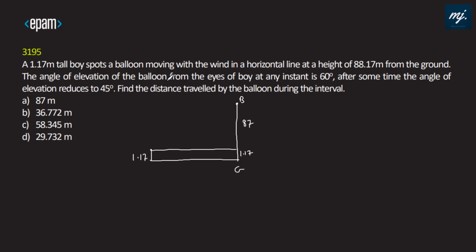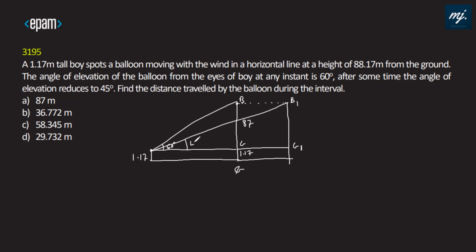The angle of elevation of the balloon from the eyes of the boy at any instant is 60 degree. This angle is given as 60 degree. The eye would be at the head of the boy, not at the foot. After some time, the angle of elevation reduces to 45 degree. Suppose the balloon proceeded away from the boy, obviously, then only this angle will change to the lower angle, that is 45 degree, B1, and let this be G and this is G1.